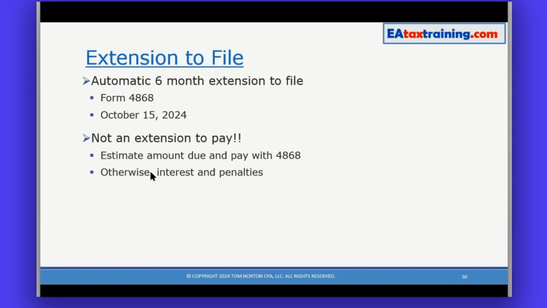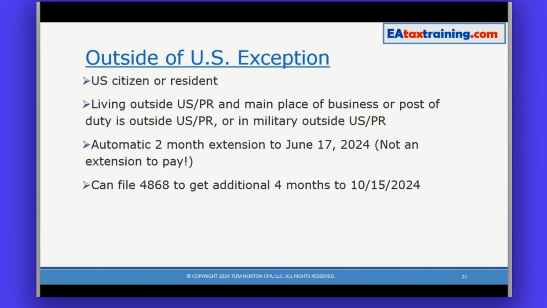You might say, but Tom, how am I supposed to know how much money I'm going to owe? I haven't even looked at it yet, or I don't even have all the information I need yet. And the answer is you need to do the best you can. You need to do an estimate of what you think you might owe. And if you don't pay it in, then you're going to owe interest and penalties, as we will be talking about shortly. So an extension of time to file is not an extension of time to pay. You will certainly get one or more questions that deal with that topic on the EA exam.